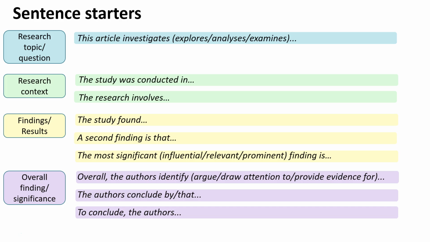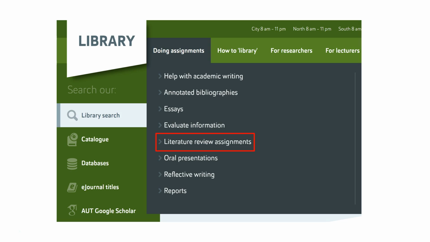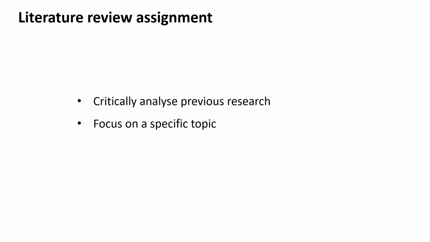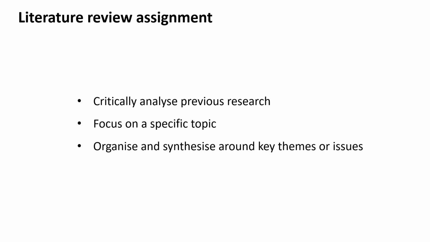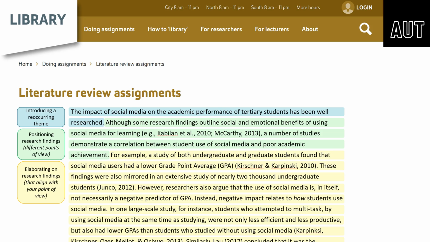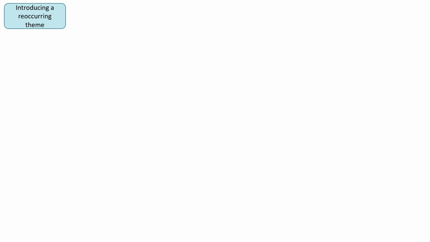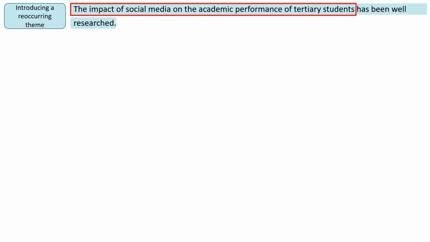You might use your annotated bibliography as a starting point for a literature review assignment. For this kind of assignment, you critically analyze the previous research, focusing on a specific topic. You organize and synthesize the previous research around key themes or issues. The library website has an example paragraph from a literature review assignment. It shows how you might introduce a recurring theme. In this case, it's about social media and academic performance.